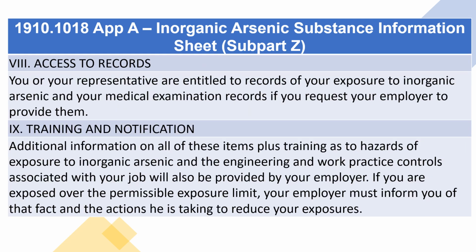8. Access to records. You or your representative are entitled to records of your exposure to inorganic arsenic and your medical examination records if you request your employer to provide them. 9. Training and notification. Additional information on all of these items, plus training as to hazards of exposure to inorganic arsenic and the engineering and work practice controls associated with your job, will also be provided by your employer. If you are exposed over the permissible exposure limit, your employer must inform you of that fact and the actions he is taking to reduce your exposures.